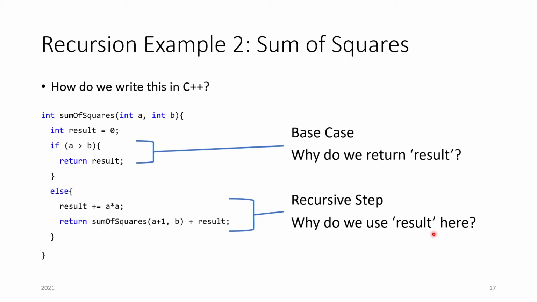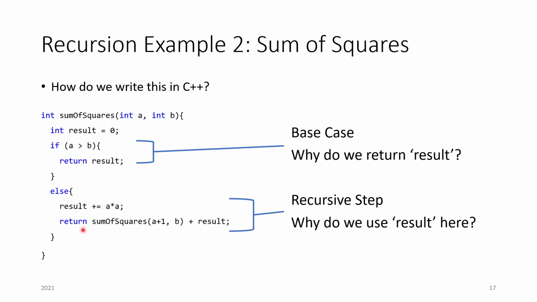So in writing this in C++, we need to make sure that once a here is greater than b, we return our result as anticipated. So this will be our base case, because we don't want a going greater than b, because a needs to be less than or equal to b as specified in our formula. Once a goes greater than b, we return that result immediately. We don't do any further calculation.